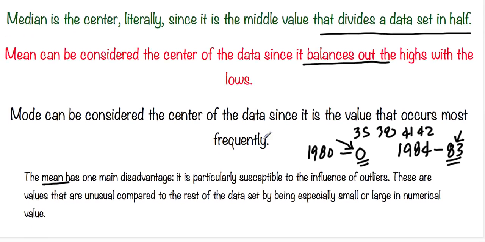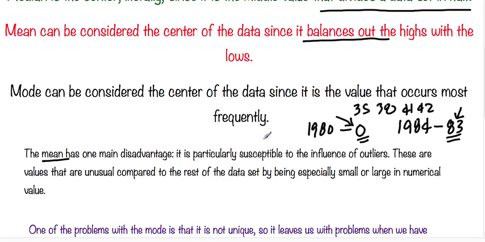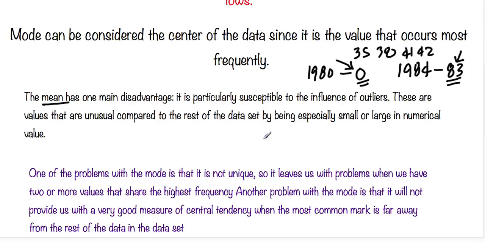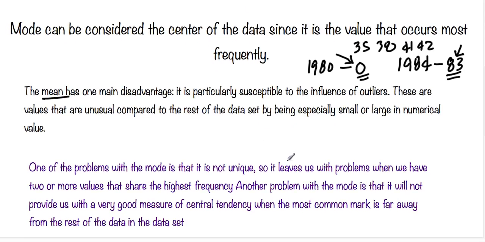Okay, the mode can also be a problem. Let's take a look at how it can be a problem. One of the problems with the mode is that it is not unique, so it leaves us with problems when we have 2 or more values that share the highest frequency, meaning to say, when you talk about the mode, if you have more than one mode, it cannot be representative of the set of data. Okay, another problem with the mode is that it will not provide us with a very good measure of central tendency when the most common mark is far away from the rest of the data in the data set.